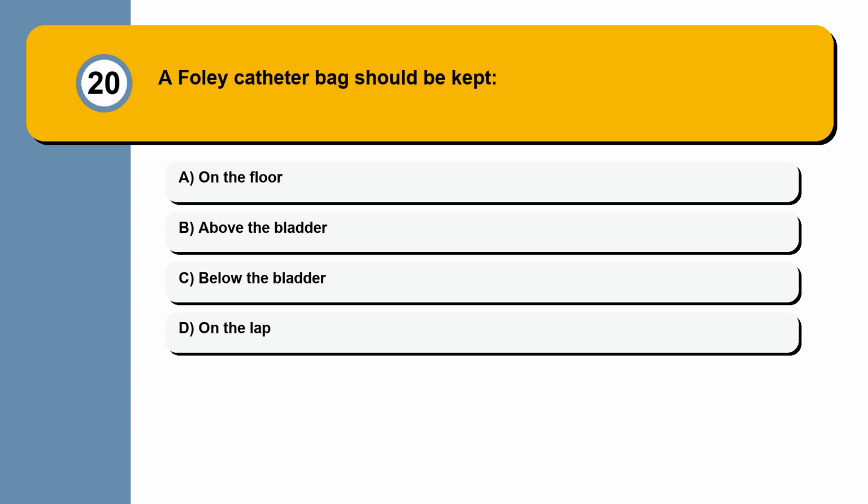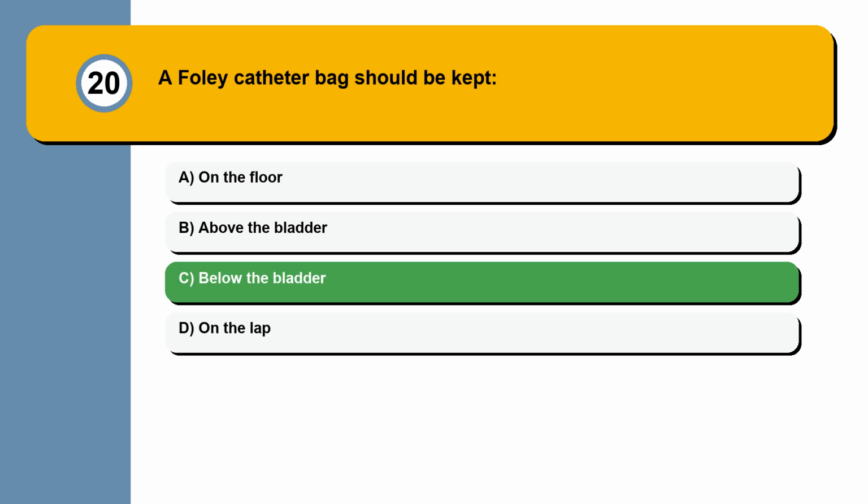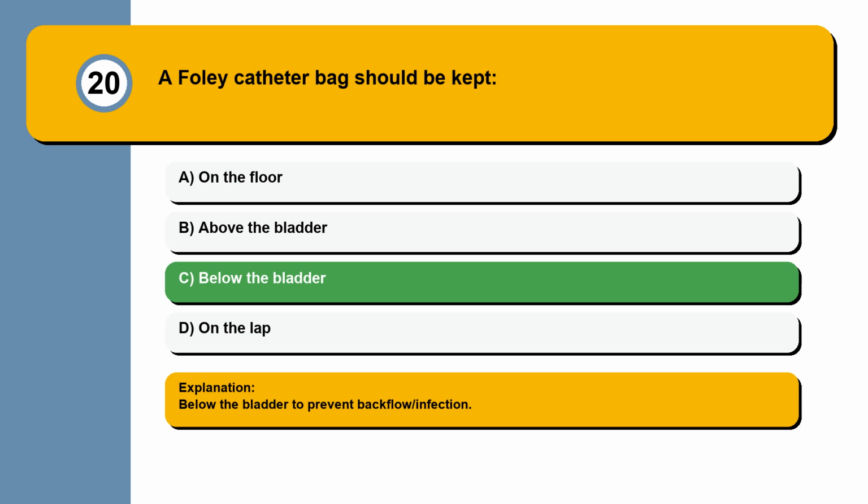Question 20. A Foley catheter bag should be kept on the floor, above the bladder, below the bladder, on the lap. Below the bladder to prevent backflow and infection.